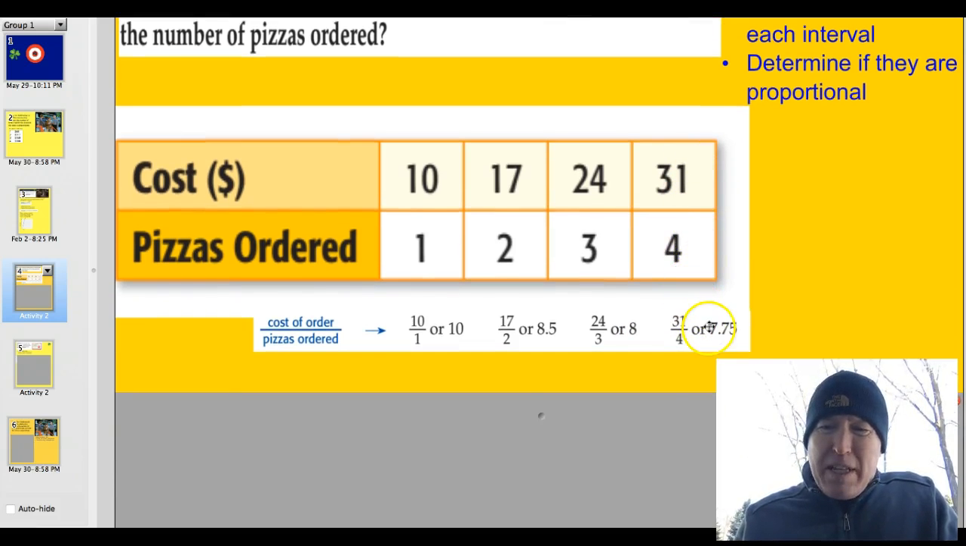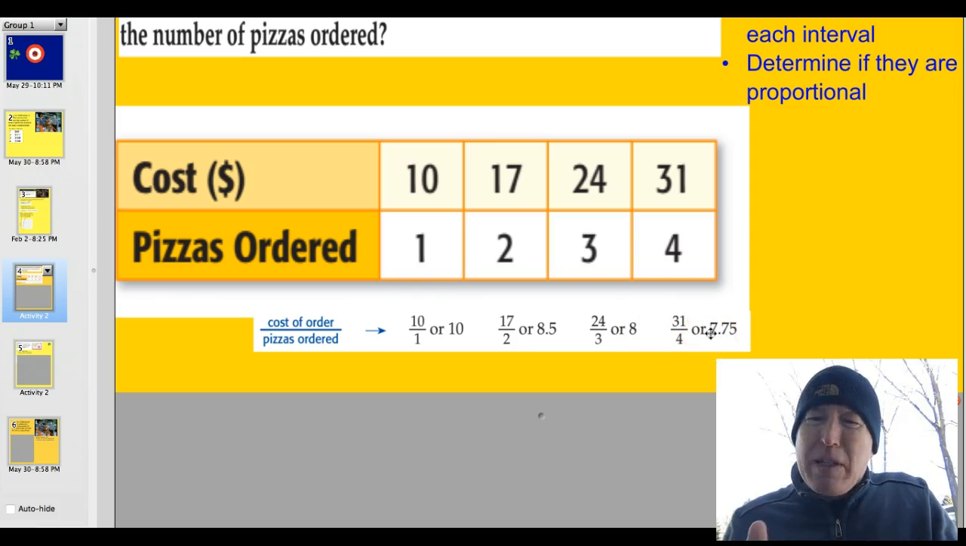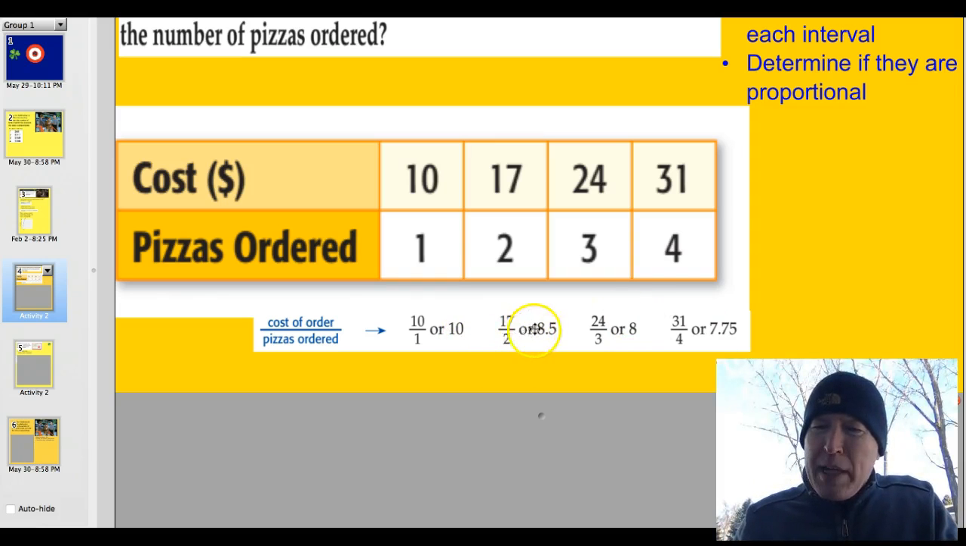31 divided by 4 is $7.75. These are getting cheaper each time. And it kind of makes sense, right? Because you're only paying that delivery once. So if you bought 100 pizzas, that delivery rate would still only be $3. So each pizza will be a little bit cheaper. And you see how the price dropped from $10 to $8.50 down to $8, down to $7.75.